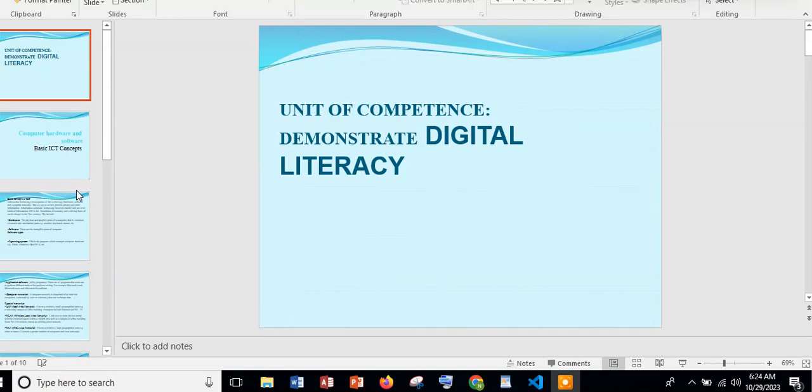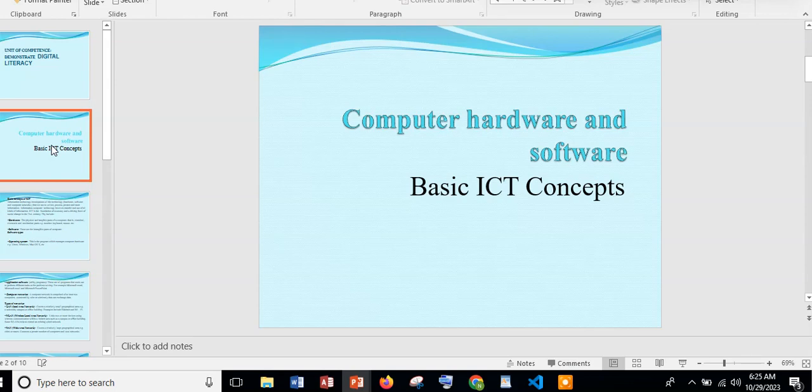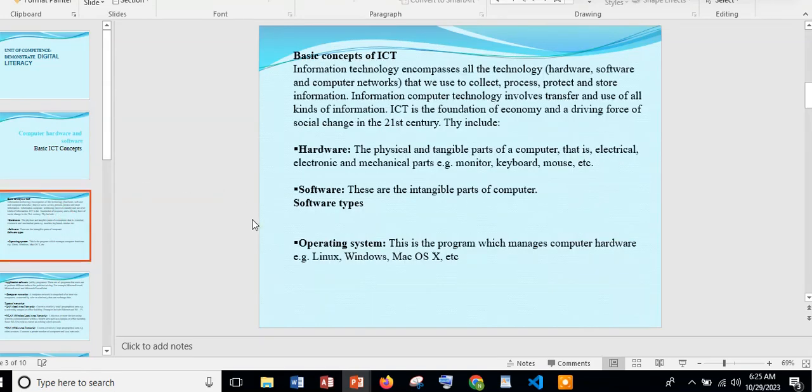Okay, welcome to this lesson. Today we are going to tackle a unit of competency on demonstrating digital literacy. We're going to cover the introductory part of it, and that is computer hardware and software and the basic concepts of ICT. The basic concept of ICT encompasses all the technology, and that is the hardware, software and computer networks. And as we all know, we use this technology to collect, process, protect and store information.